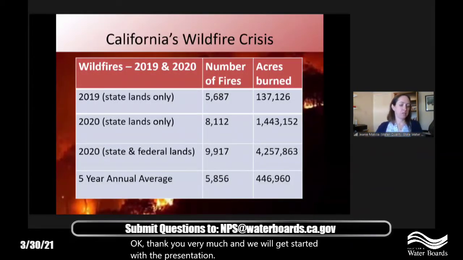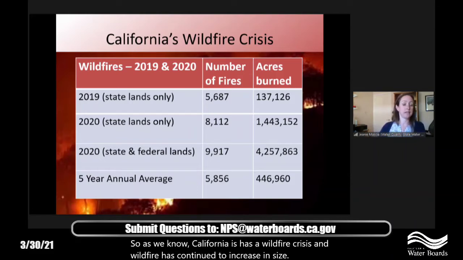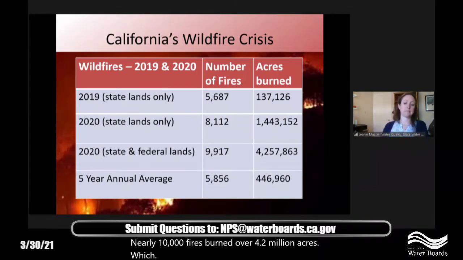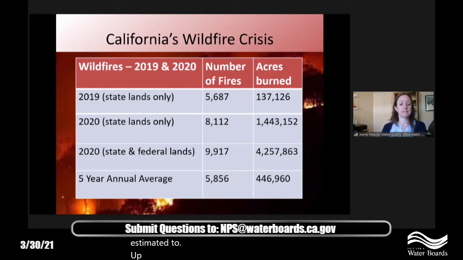So as we know, California has a wildfire crisis, and wildfire has continued to increase in size and severity over the last decade, with 2020 being the worst year on record. Nearly 10,000 fires burned over 4.2 million acres, which is more than 4% of California's landmass. And 13 of the 20 most destructive fires in California's history occurred in the last 5 years alone. Furthermore, the length of the fire season is estimated to have increased by 75 days as large wildfires are starting earlier and lasting later than in previous years.